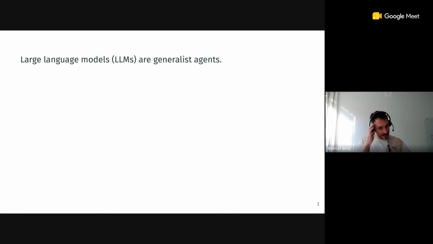Now, it turns out that we have recently seen the emergence of a class of computational systems that could be, at least to some extent, considered generalist agents. Of course, I'm talking about large language models, or LLMs, here. So these are, as you probably all know, huge neural networks trained on vast amounts of data taken from the internet to predict the next word in a given text sequence.